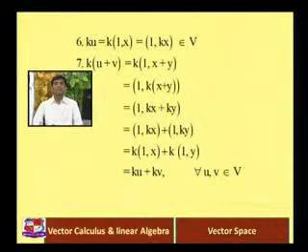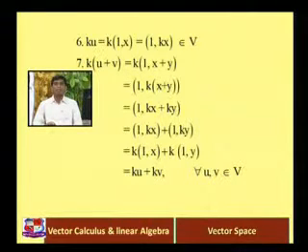The next condition is k into (u plus v). We know that u plus v is equal to (1, x plus y), so we use that one: k into (1, x plus y). Next we use the definition of scalar multiplication defined in the statement. So that is (1, k into (x plus y)). Now by the distributive law for real numbers, we can write k into (x plus y) equal to kx plus ky, quite easily. So in the next step, (1, kx plus ky), and that is equal to (1, kx) plus (1, ky).